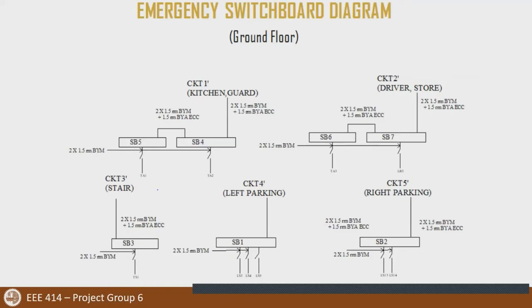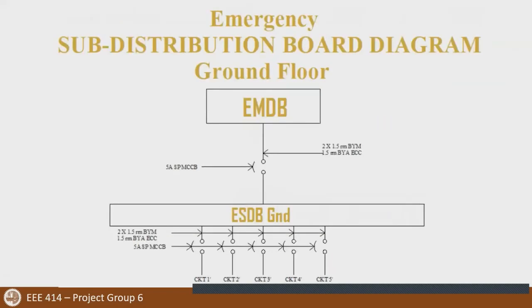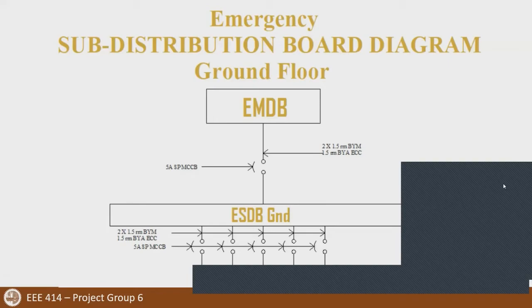The circuits are represented by Circuit 1 prime, Circuit 2 prime, Circuit 3 prime, Circuit 4 prime, and Circuit 5 prime. Next. In the subdivision board diagram, the lines from Circuit 1, Circuit 2, Circuit 3, Circuit 4, and Circuit 5 are sent to the subdivision board, and from the subdivision board, the line goes to the main distribution board. Next. Similarly, in the emergency subdistribution board diagram, the lines from the emergency switchboard diagrams enter the emergency subdivision board, and from that they go to the main distribution line.